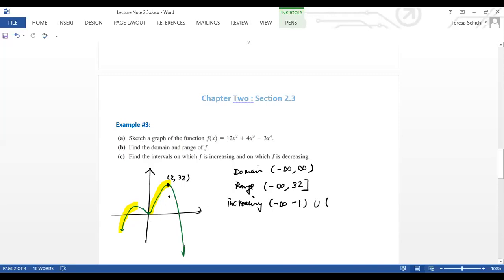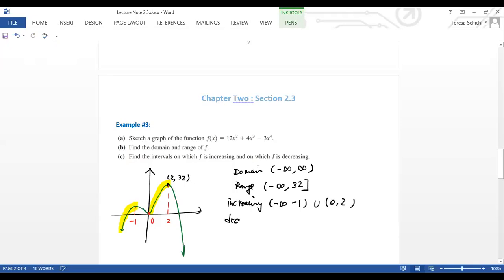Let's try to write here. So this is -1, this is 2, and this is 0, right? So now what is the increasing again? From 0 to 2.